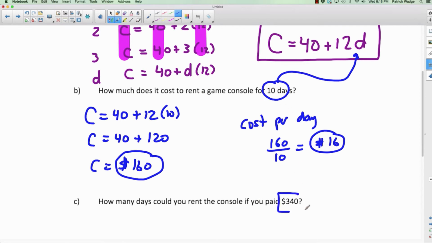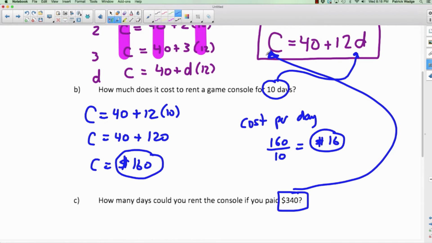Now be careful. This $340, where are you plugging that in? You are not plugging it in there. It's not 340 days. It's a cost of 340. You're actually putting the 340 in here where the C is. All right, so let's do that. We put 340 in where the C is. We're left with 40 plus 12D.